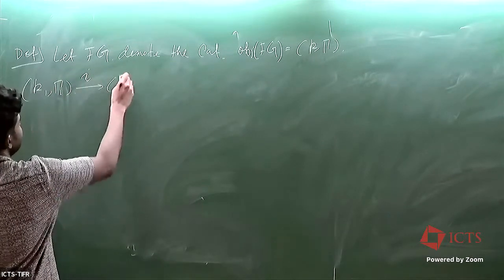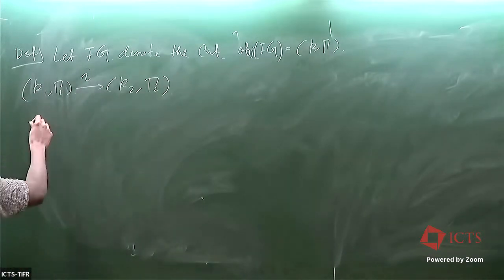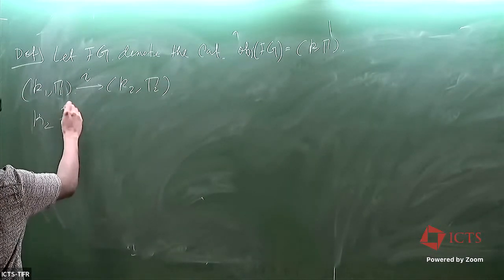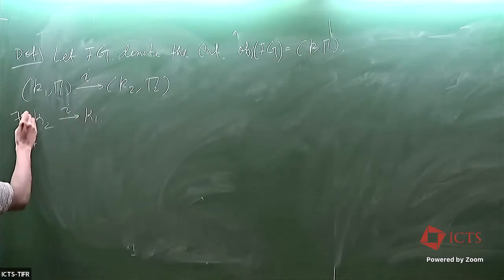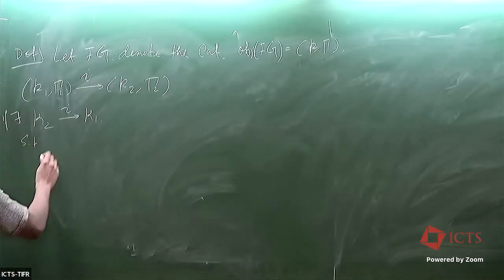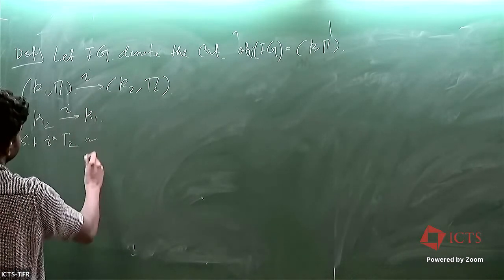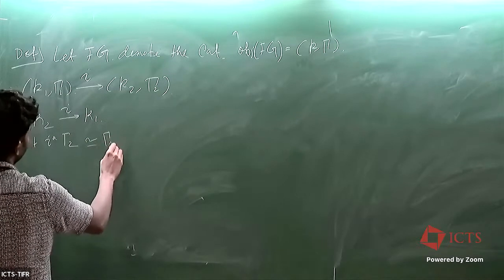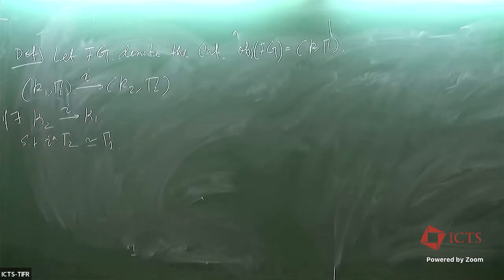from (k1, Γ1) to (k2, Γ2) exists when basically there is a field map, a ring map i from k2 to k1 such that if you take the pushforward i_*(Γ2), this is isomorphic to Γ1. I'll define what a morphism of two group laws is.